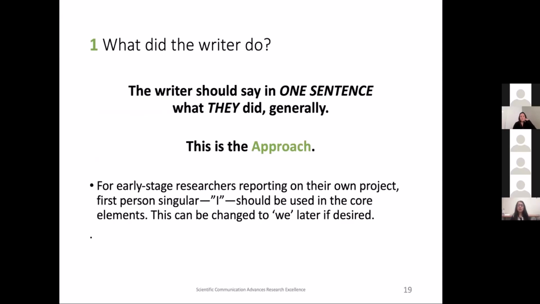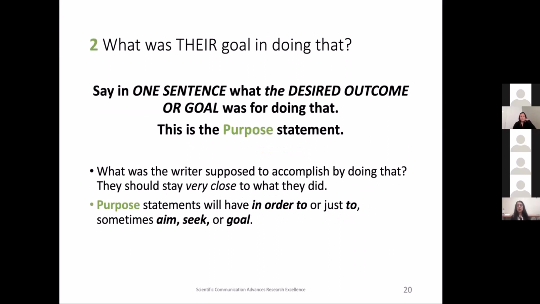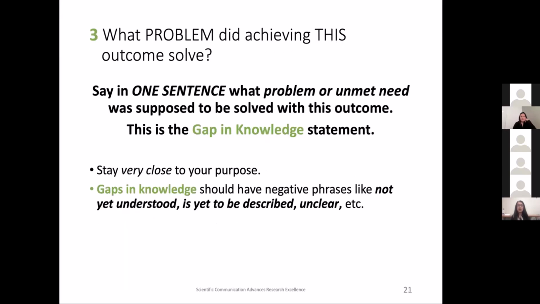So in the approach, you should say in one sentence what you did generally, using your first person singular. And that's the approach. What was your goal in doing that is the purpose statement. And the hint here is that purpose statements will generally have words like in order to, or we aimed, we sought, we had the goal of doing that. This is going to be in the past tense, and that's your purpose statement. And eventually, what is the gap? Why are we doing this work at all? And gaps will have negative phrases like, we don't yet know this, it's yet to be described, it's unclear, has been inadequately examined. Those are the gap statements.